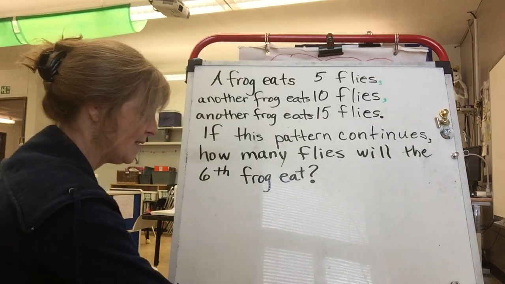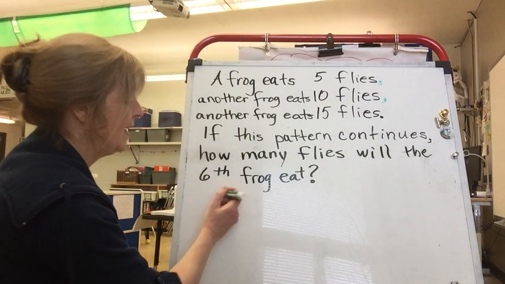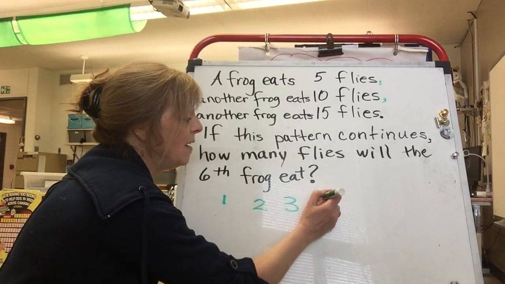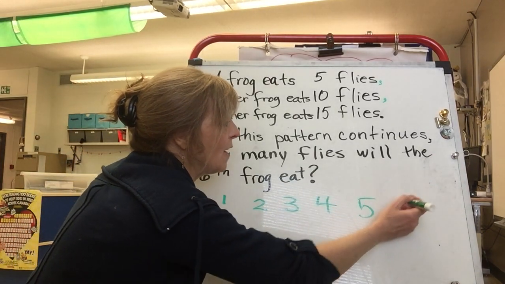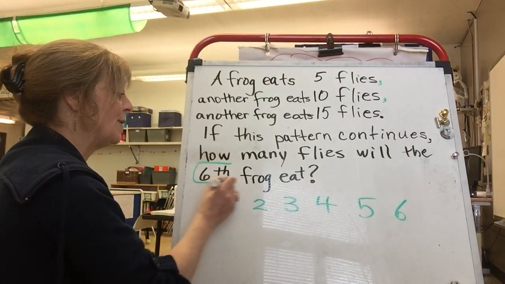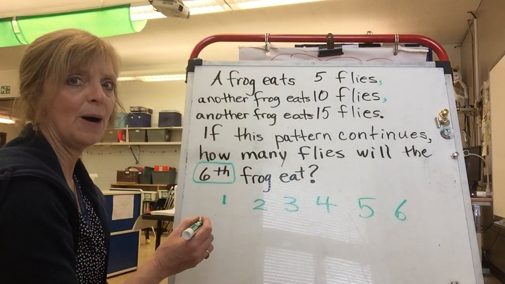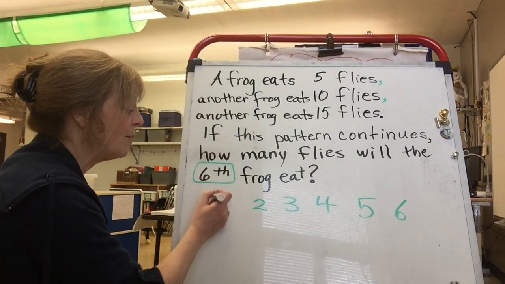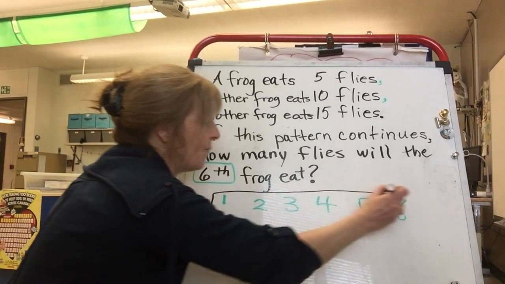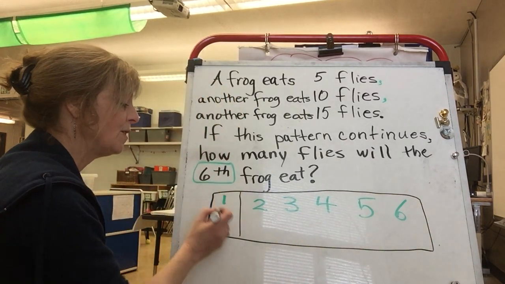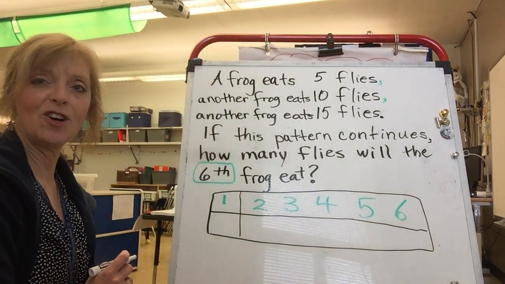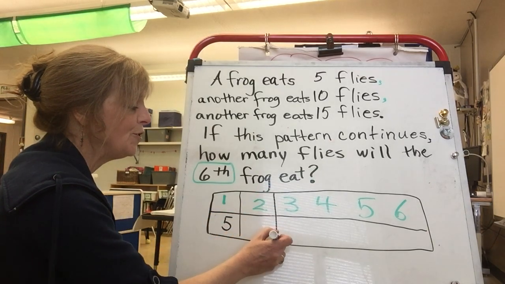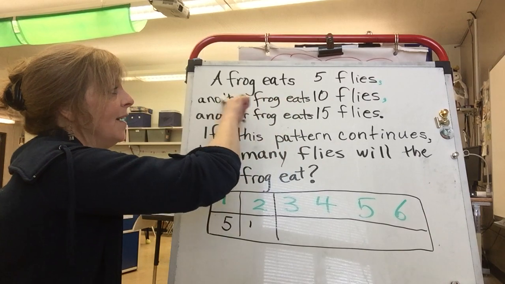So here's our frogs. I'll put the frogs in green. Frog 1, frog 2, 3, 4, 5, and our question is about frog number 6, the 6th frog. How much will he eat? So how much does frog number 1 eat? We're going to make a chart. Frog number 1, there. A chart is just like a square around it. Frog number 1 eats 5. Frog number 2 eats, another frog eats 10.